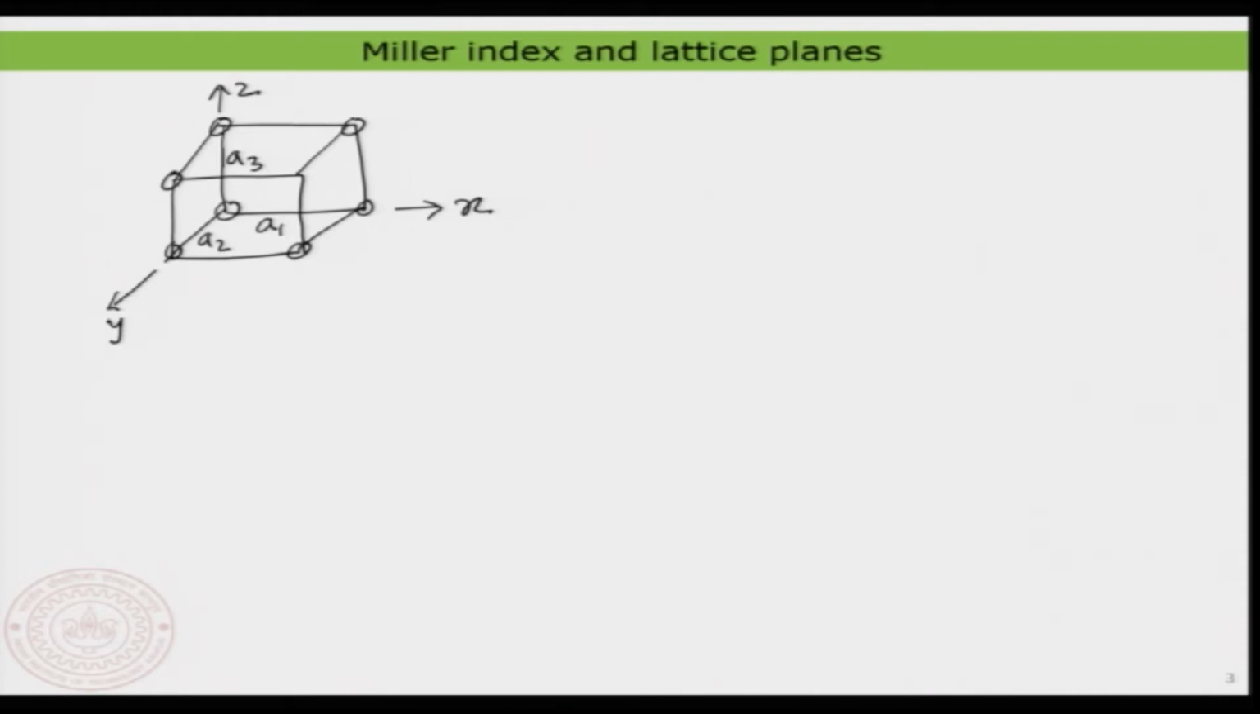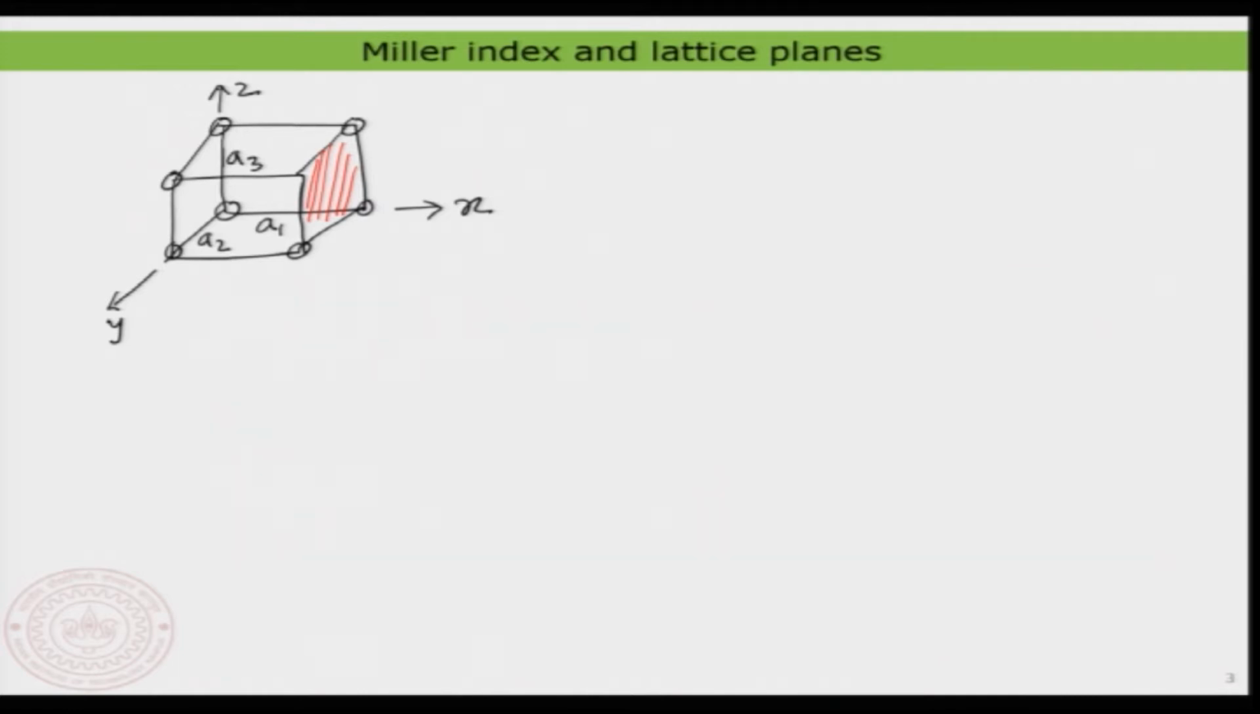Now, if I want to create a plane within this, let us assume that we have a plane which looks like this, which is actually the face of this particular unit cell. And now, how do we index this, or how do we name this, and this is what is given by the Miller index itself. So, let us have a look. How do we do this?